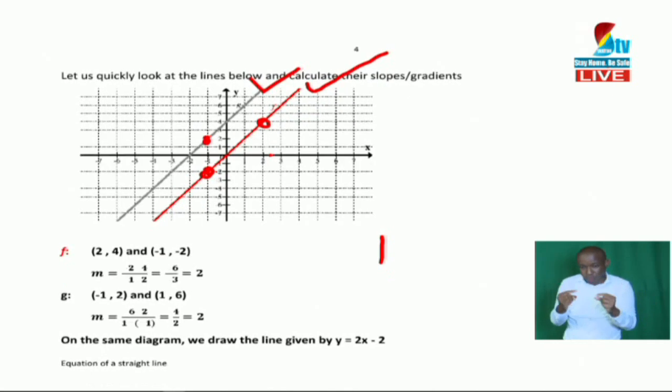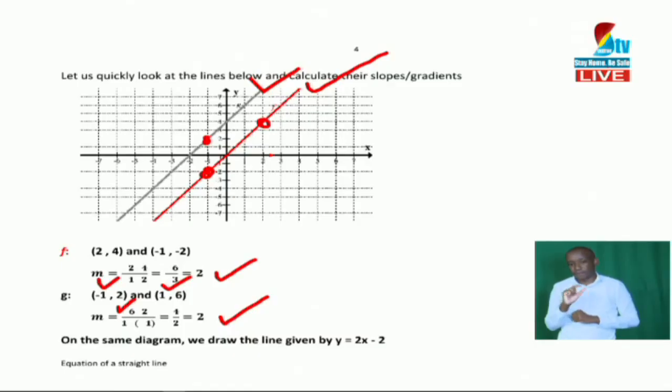This is what we are going to see. We are going to have 6 minus 2, where the 6 comes from that black line, divided by 1 minus -1, where the 1 comes from this point here. Then we end up having 4/2, which also gives us 2, just as we got when calculating the gradient for the first one.